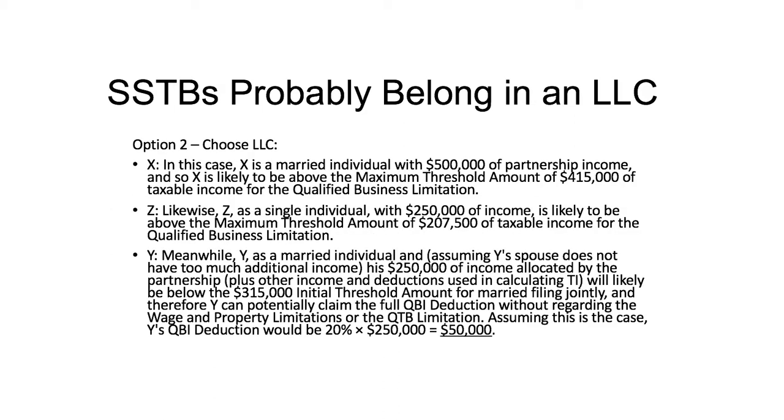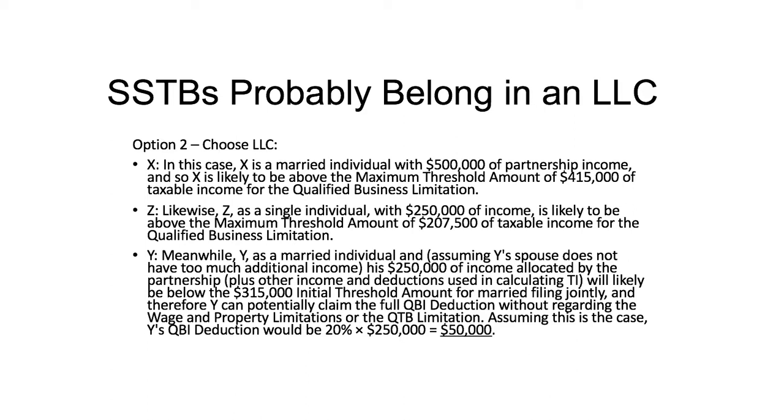So what ends up happening is this increases the amount of qualified business income for X, Y, and Z. If we continue with the choice of the LLC, X is married filing joint and has $500,000 in partnership income, so X will likely exceed the maximum threshold amount of $415,000 in 2018, depending on your year. Because it's a specified service business, X won't be able to get the deduction. Same thing for Z. Z is single and gets $250,000, which is likely more than the maximum threshold, which in 2018 is $207,500. Again, inflation adjusts in the future when you're watching this. So X and Z can't get the deduction.